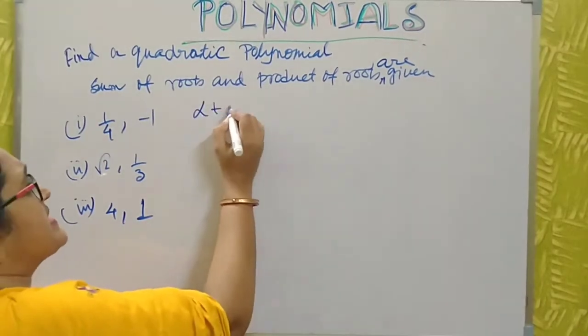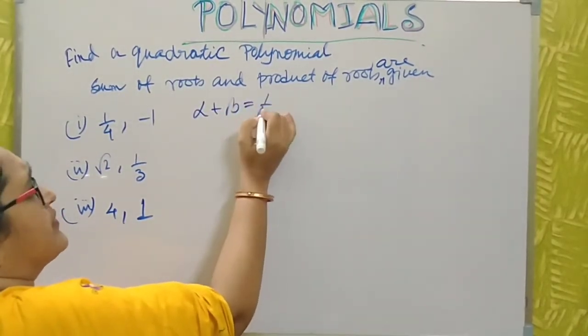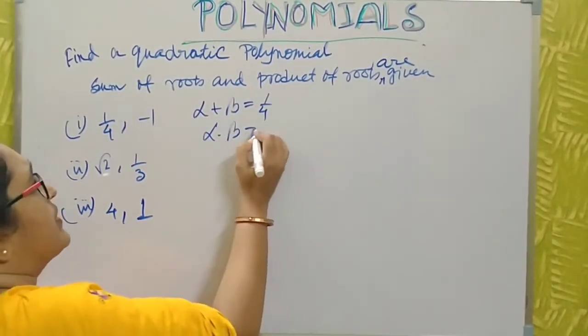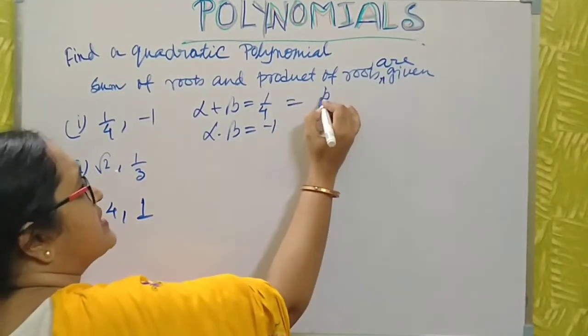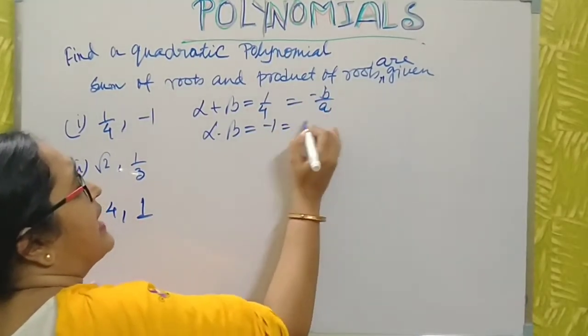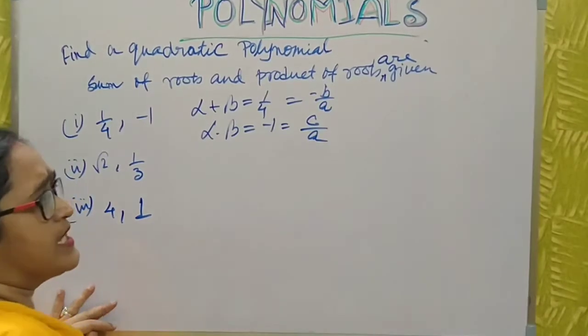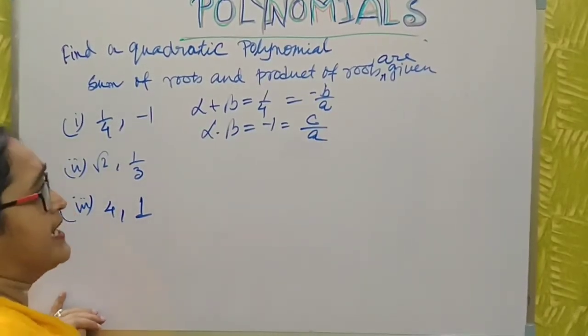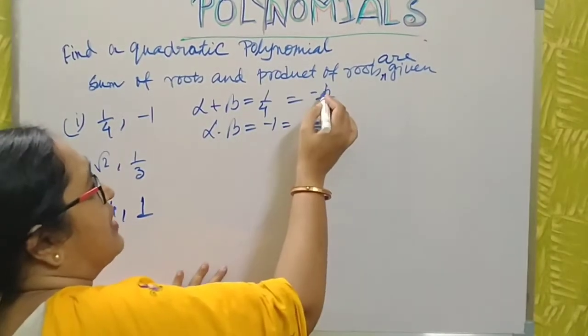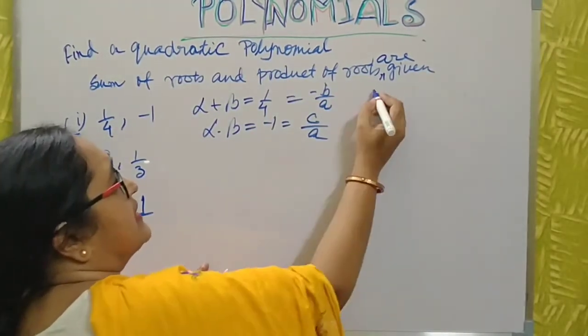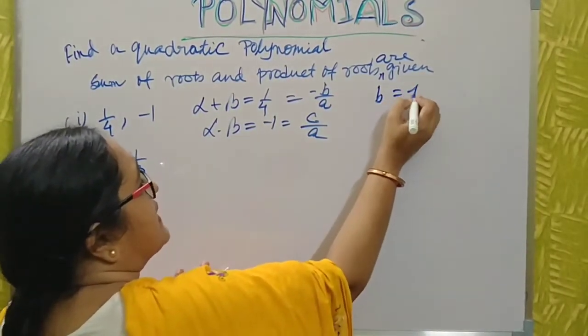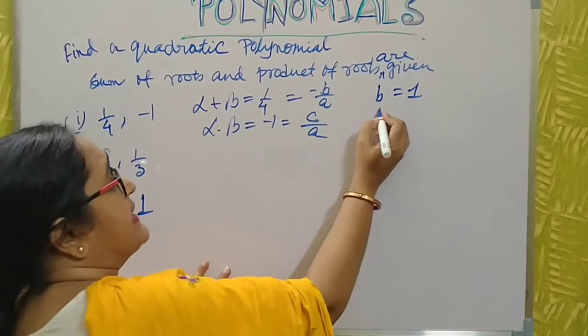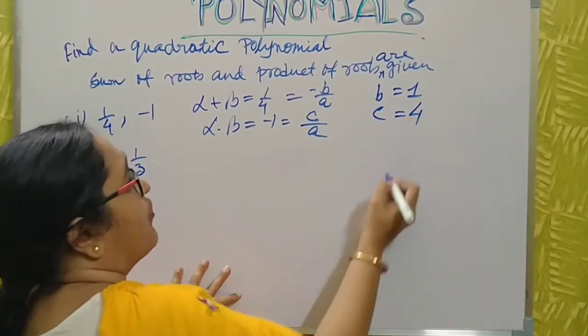The first one: this is the sum of the zeros or roots, and this is the product of the roots. The sum of the roots means minus b by a, and the product of the roots is c by a. Just observe, what is b? b is minus 1 and a is 4.